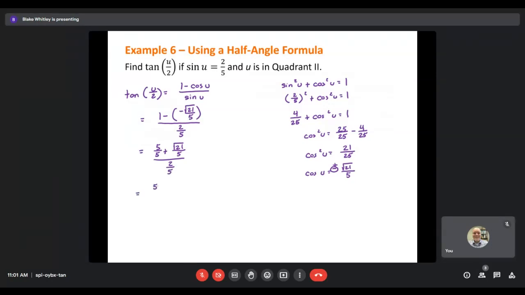Putting that together, we get 5 plus the square root of 21 over 5 divided by 2/5. And since we're dividing fractions, we're going to multiply by our reciprocal. 5 plus square root of 21 over 5 times 5 over 2. The 5's cancel, and we're left with 5 plus square root of 21 all over 2. And so there is our simplified answer. That is the value for tangent of u over 2 now.